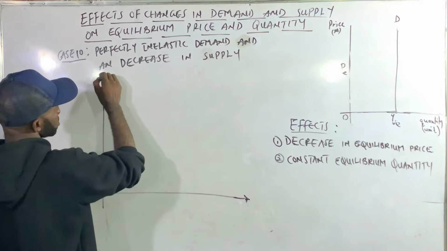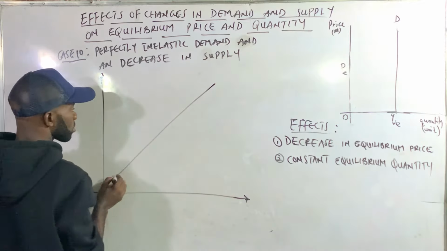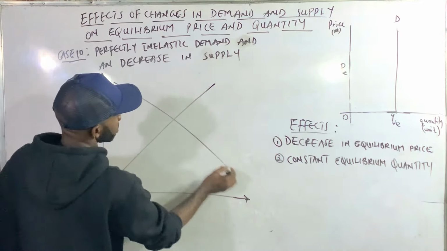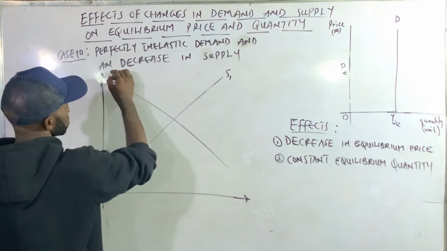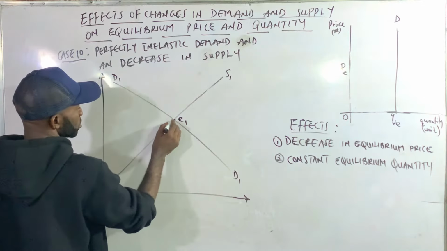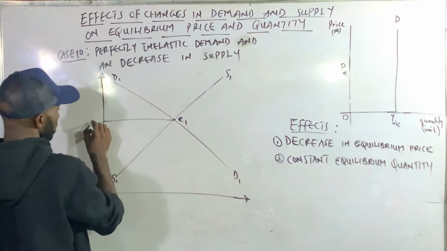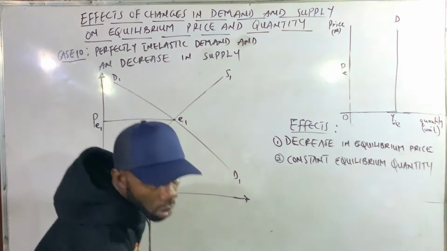This is a supply curve, S1, D1. This is equilibrium point 1. We trace it to the price axis. It gives us equilibrium price 1.